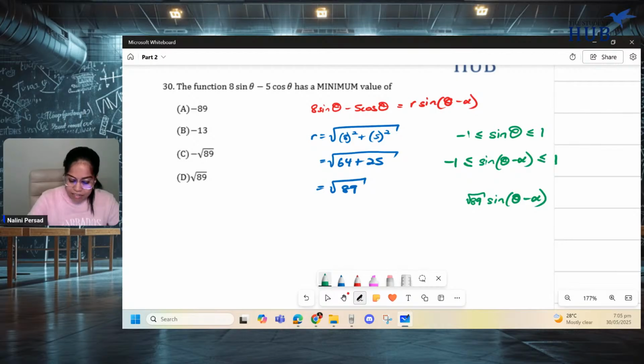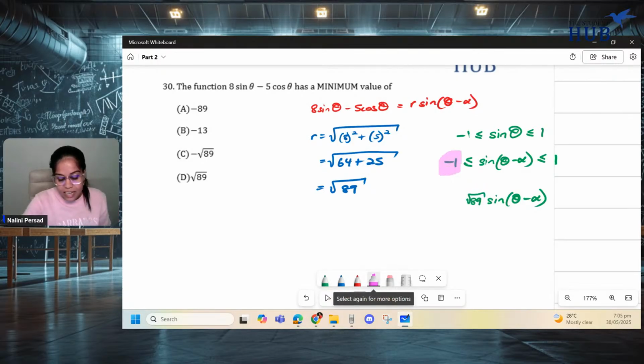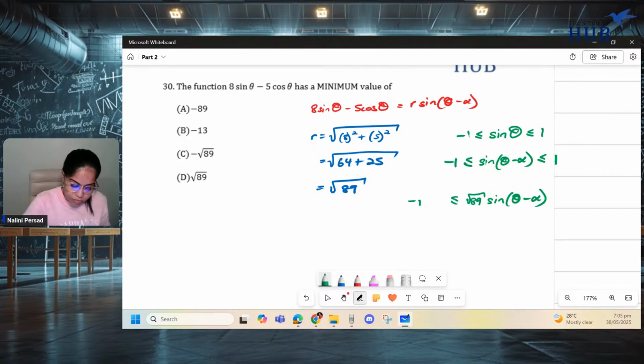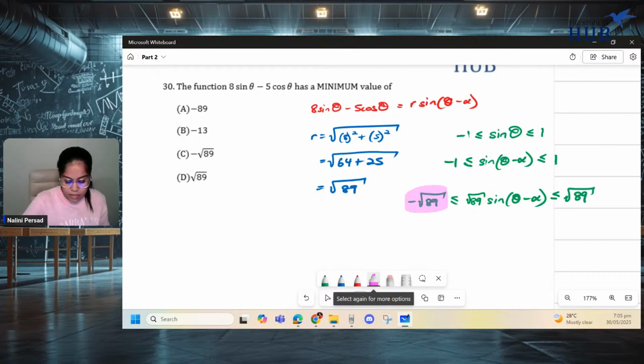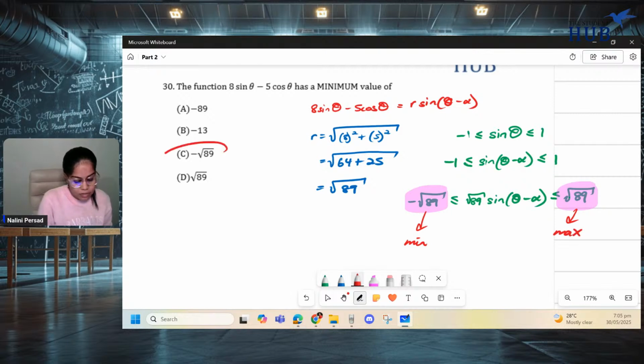However, if I were to multiply the entire function by root of 89, that will affect the y values. So this here is your min. This here is your max. So the minimum is negative root of 89, option C.